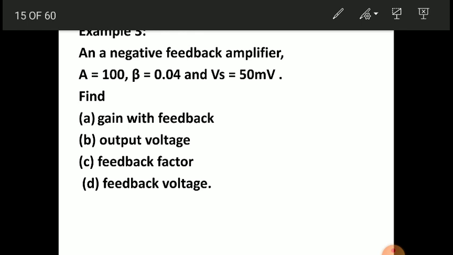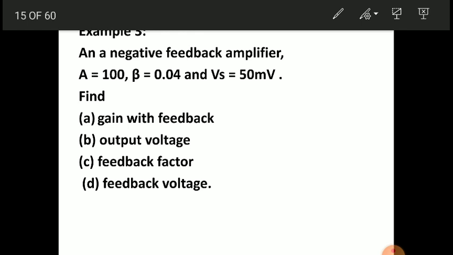So all of you completed. I hope all of you have completed the answers. Now see the solution. First read the question properly again. Negative feedback amplifier with A value, beta value and Vs. Gain with feedback. As you know from the last two questions, AF is equal to A by 1 plus A beta.